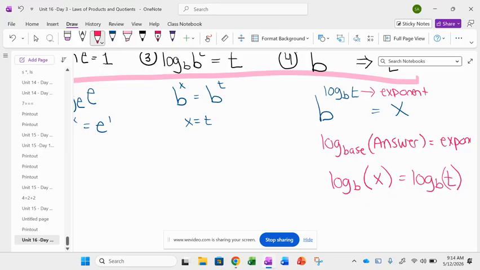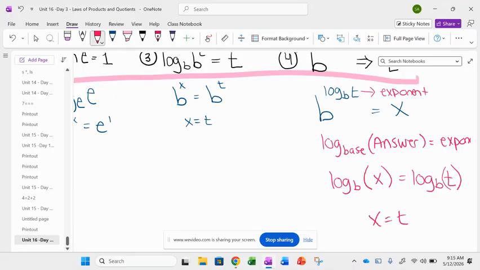Is everybody good with how I went from this expression to this one? I just changed it into a log. Base exponent answer, log base answer equals exponent. And now because I have log base b, so I have the same log on either side with the same base, don't their arguments have to be equal? So this ends up showing that x has to equal t.